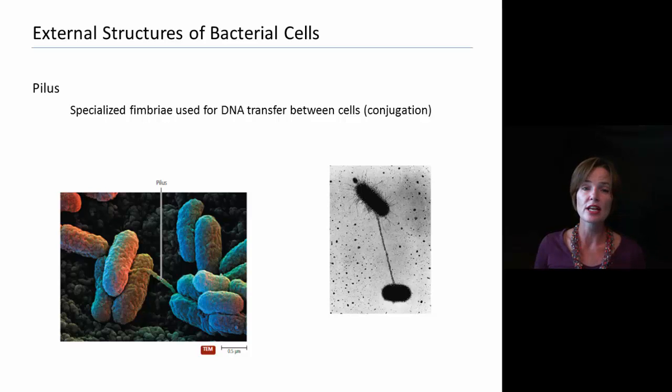So in this case, it's going to actually stick between those two cells, it's going to link them together, and then the DNA will be passed through this little connection or through this little tunnel from one cell into the next cell. So because of that, we can have some genetic variation that starts to take place because a particular cell is now getting some new DNA that it didn't have before when it does get passed through that pilus.